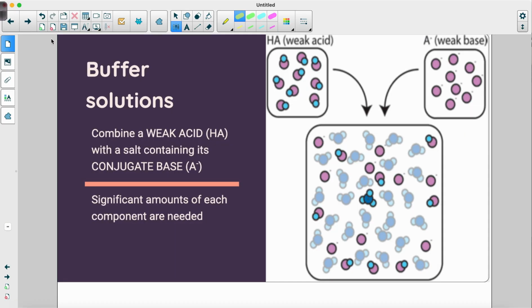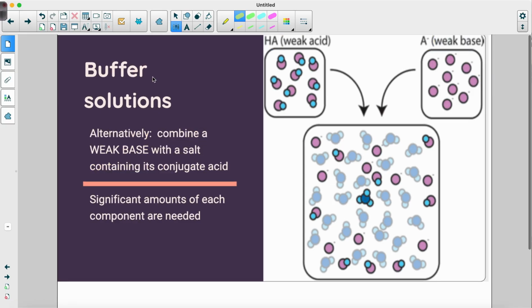Now, a buffer solution, if you're going to make one, is going to be a weak acid, HA, with its conjugate base, A minus, which is the generic form of it. So HA represents a weak acid, and the A minus just means it's the conjugate because it's the negative ion. That represents a weak acid buffer solution. That's the one that they focus on in the AP exam.